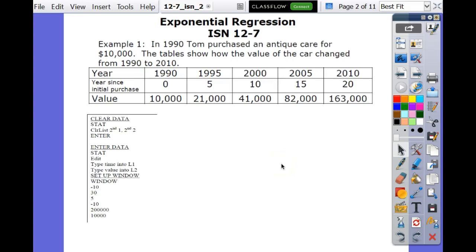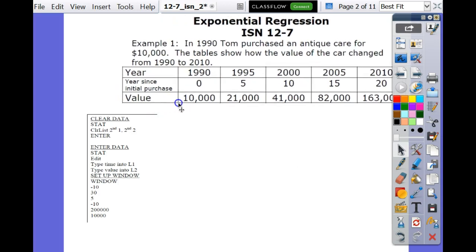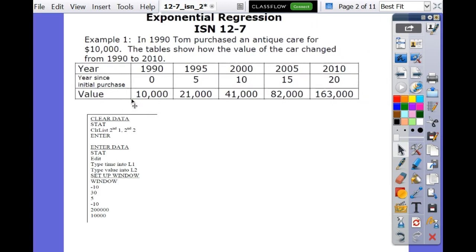Example number 1. We have the example. Make sure you're looking at your notes. We have this example of Tom who bought an antique car in 1990. And since it's an antique car, that would be like a classic car, and it's going to increase in value. And so we are going to write the equation for the increase in value.